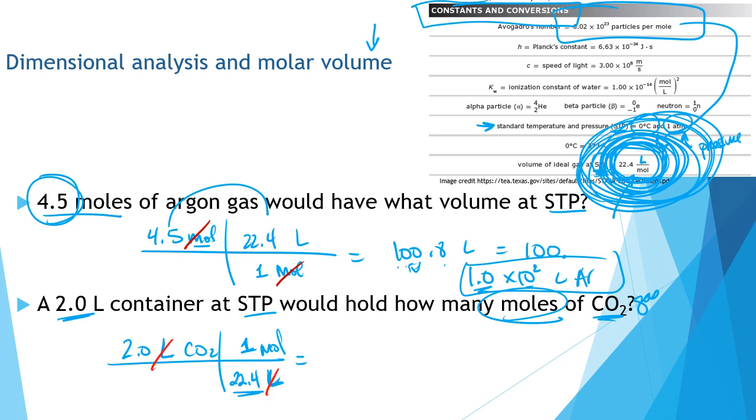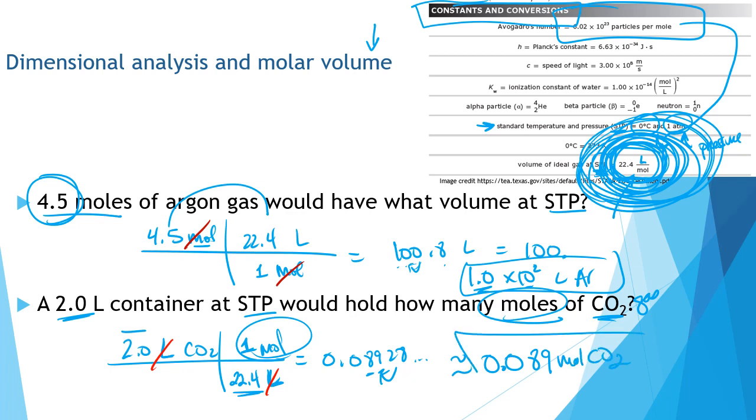We get our calculator, and it is 2 times 1 divided by 22.4. And that is going to be 0.08928. So many digits. We're going to keep 2 sig figs. That 2 leaves that 9, a 9. And so our final answer is 0.089 moles of CO2. Good work.